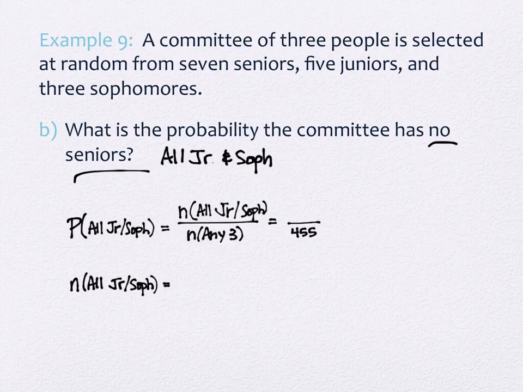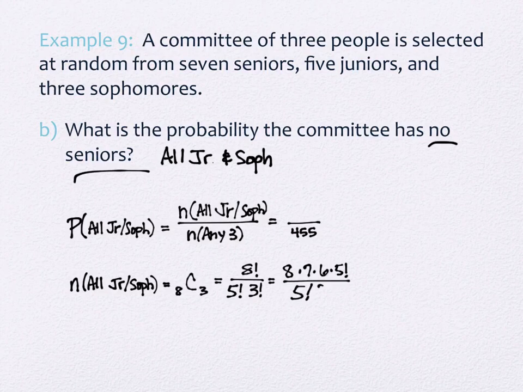So how many juniors and sophomores are there? 8. There are 8. And how many am I choosing? 3. So I have 8 factorial, and I have the 3 factorial. What else do I have in the denominator? 5. Yeah, 8 minus 3, which is 5. So we'll multiply 8, 7, 6, and then there's that 5 factorial. And then I have the 3, 2, and 1.